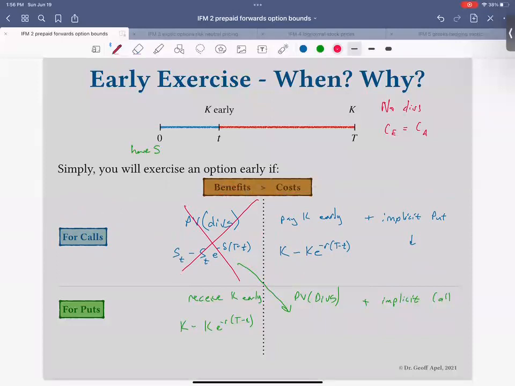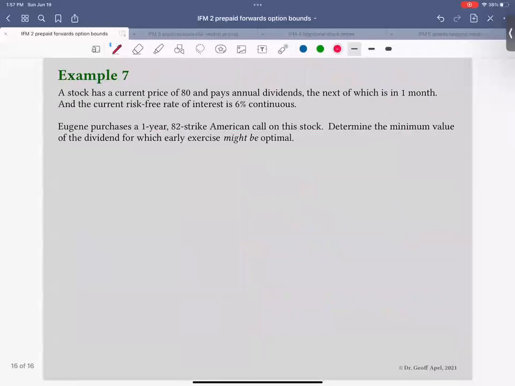It's never optimal, so there's no benefit to ever having it. Having an American call versus a European, no rational person would exercise early. They'd always wait till the end, making it the same as a European. Okay, so just for what it's worth. All right, last question here.